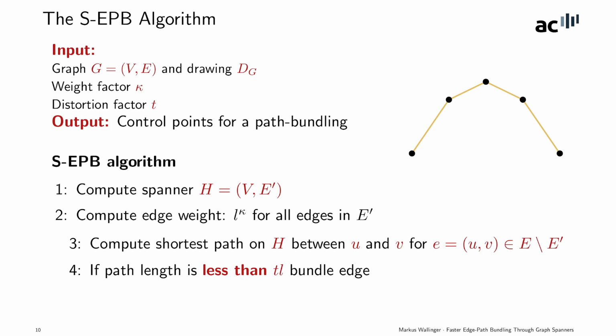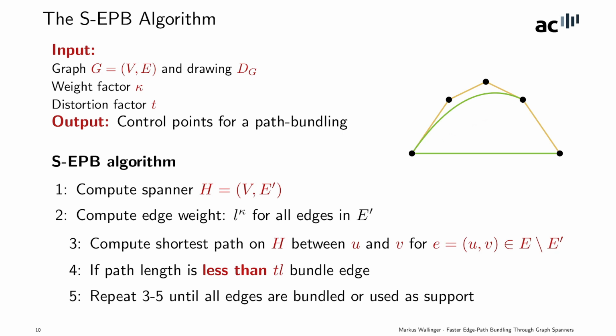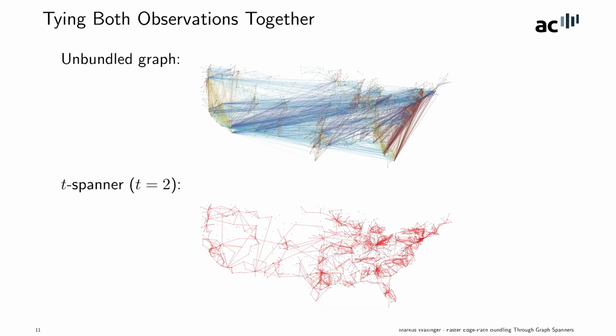Now, instead of computing the shortest path on the full graph G, we compute the shortest path on the graph spanner H, and we do this repeatedly for each edge that is not part of the spanner edge set. Let's come back to the example we saw earlier of the migrations data set. At the bottom, you still see the multiplicative t-spanner of the instance, with a distortion value of t equal to 2. Now, how does it look with the new spanner edge path bundling algorithm?